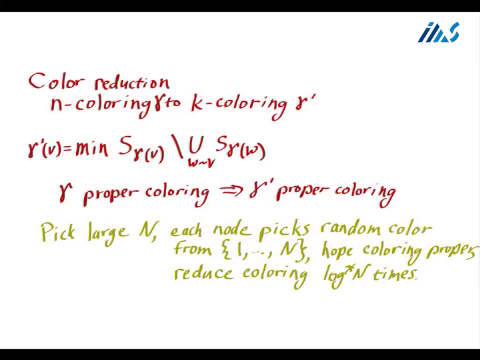So the first idea would be to pick a large n so that every node is likely to have a distinct color from its neighbors if you color it from 1 to n, and then do this color reduction log star n times.